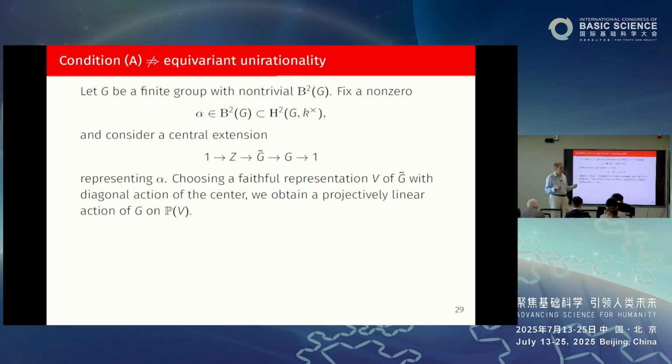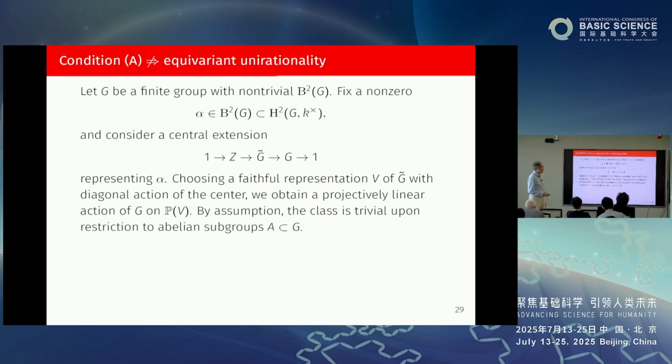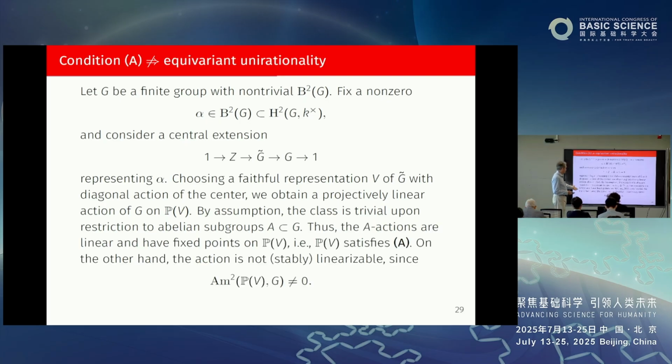Now, what are the properties? You know that on abelian subgroups, your class is trivial because that's how we picked it. That means it's actually linear for actions of abelian subgroups. So it satisfies condition A. On every abelian subgroup, you have fixed points on this projective space. But it's not linear because, by assumption, it's a non-trivial class. There is a non-trivial Amitsur invariant in this picture, and that prevents unirationality even. So it's not stably linearizable, but it's not even unirational.